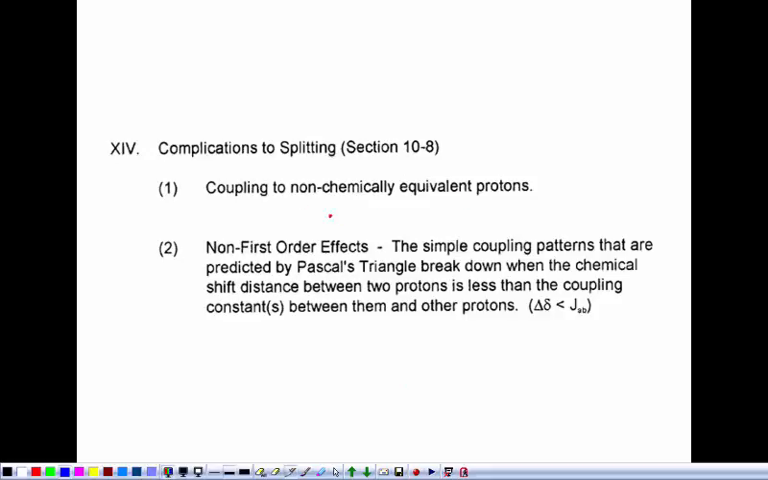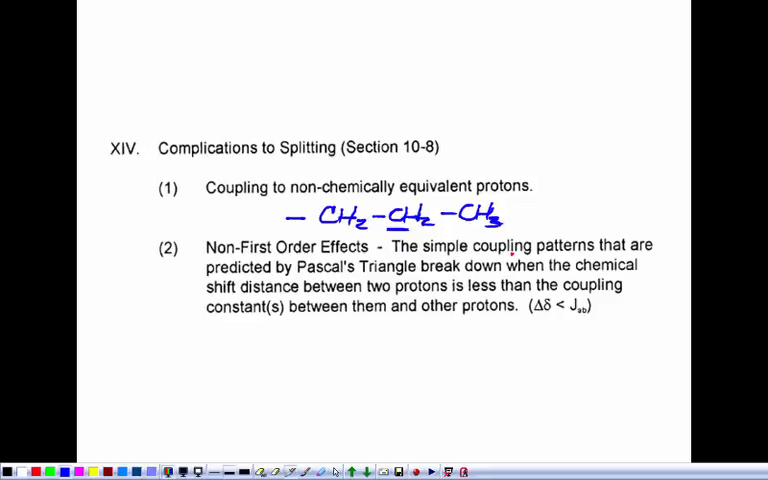So we've already talked about the n+1 rule, and we've talked about the number of peaks if you're in between 2 non-equivalent groups. If you've got a CH2 on one side and a CH3 on the other, to estimate the peaks, just add up the total numbers. And we've talked about Pascal's triangle, which gives us a 1 to 2 to 1 triplet or a 1 to 3 to 3 to 1 quartet. And 2 protons that are coupled to each other have the same coupling constant, and the coupling constant is constant. It doesn't change as the magnet gets stronger and stronger.